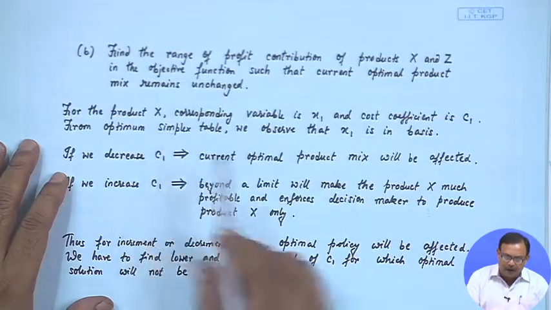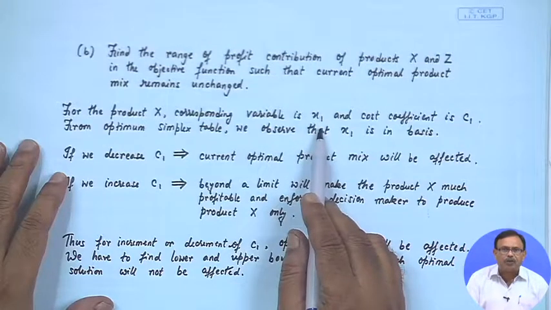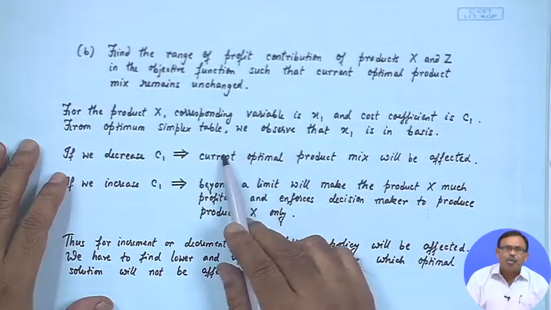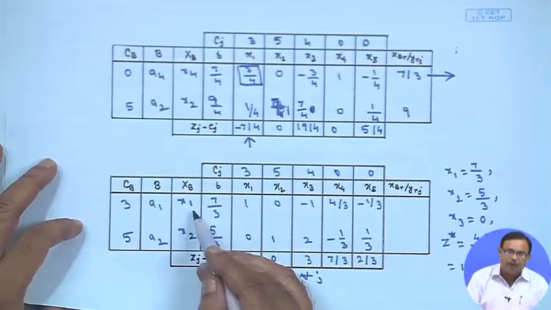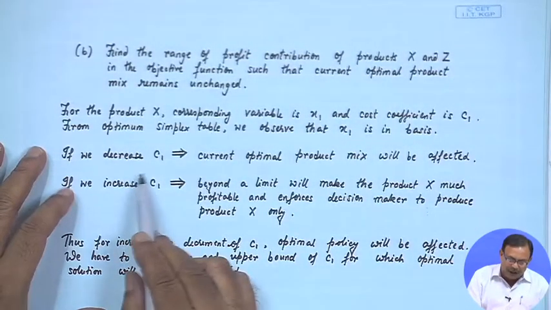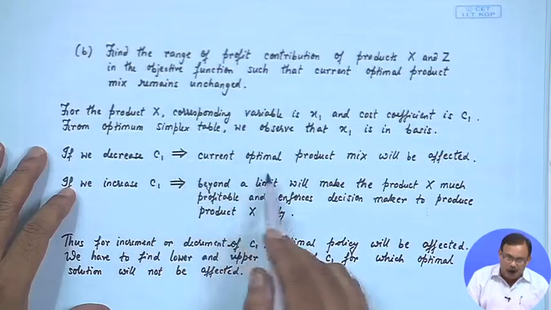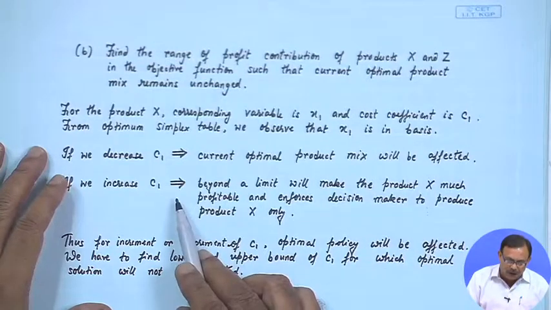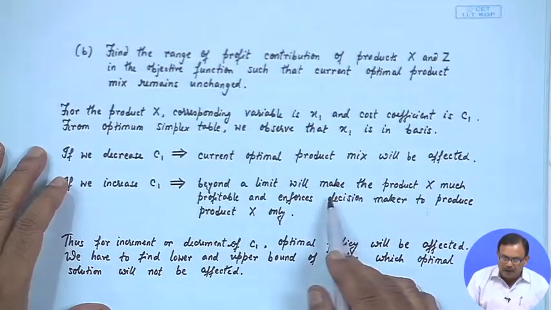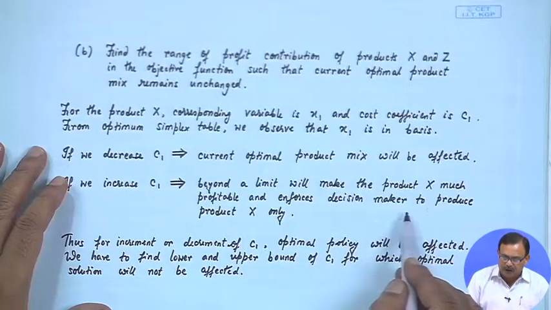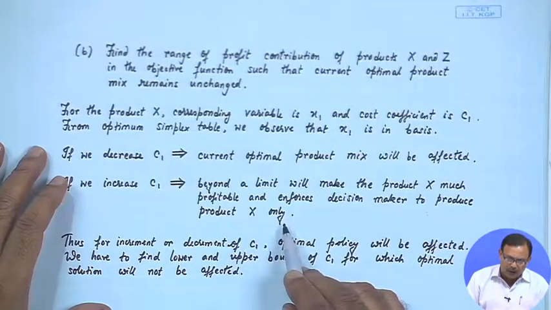For the product X, what happens? Corresponding variable, as you know, it is x1 and the coefficient is c1. So, from optimum simplex table, that is what I was telling, your x1 is present in the basis, right. So, your cost is C1. So, if we decrease C1, what will happen? Current optimal product mix will be affected, and if we increase C1, in that case beyond a limit it will make the product X much profitable and enforces decision makers to produce product X only.